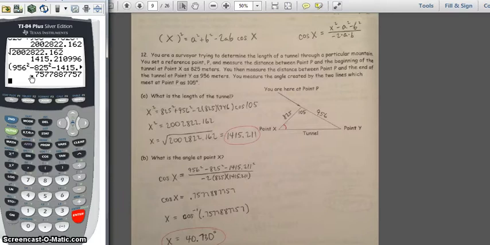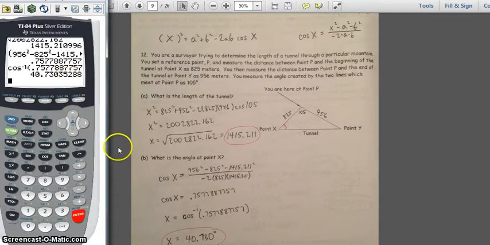Don't get tricked. So from here, I'm going to do inverse cosine. So second cosine of that, enter. And then my calculator will give me the right answer. So that's all it is to it there for that problem.